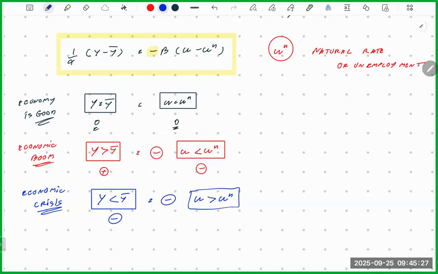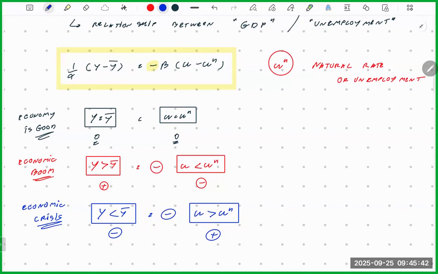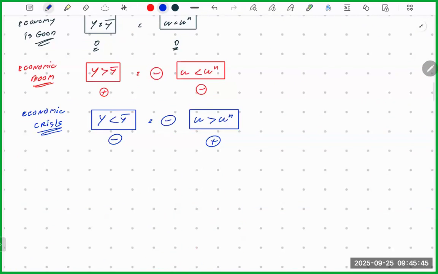Unemployment is very high. When the economy is bad, unemployment is going to be very high too. Unemployment is greater than the natural rate of unemployment. Got it? So this is the meaning of the equation. In the end, you will see that Okun's law shows the negative relationship between GDP and unemployment. When the economy is good, unemployment is going to be low. When the economy is bad, unemployment is going to be high. This is from Okun's law.